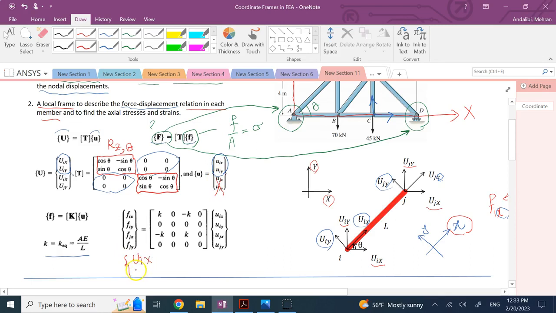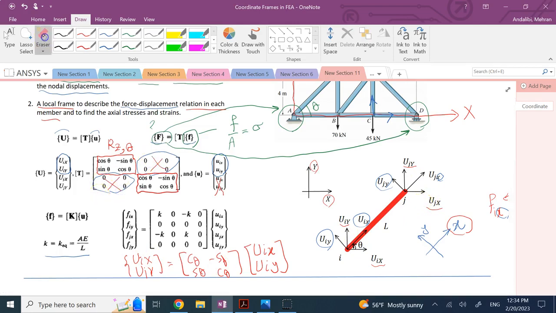So when I say UIX and UIY, they are related only to what? To UI small x and UI small y, right? And that is cosine of theta, negative sine of theta, sine of theta, and cosine of theta. And by the way, these are abbreviations for sine and cosine. That's all it is. The displacements of node I are not related to displacements of node J, and vice versa. That's why I have these blocks of 0. Okay, and I'm going to explain this more in my next video on trusses.